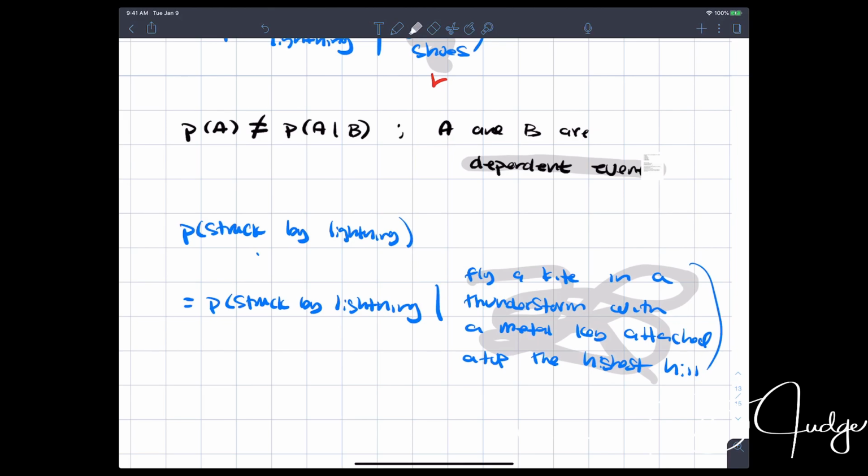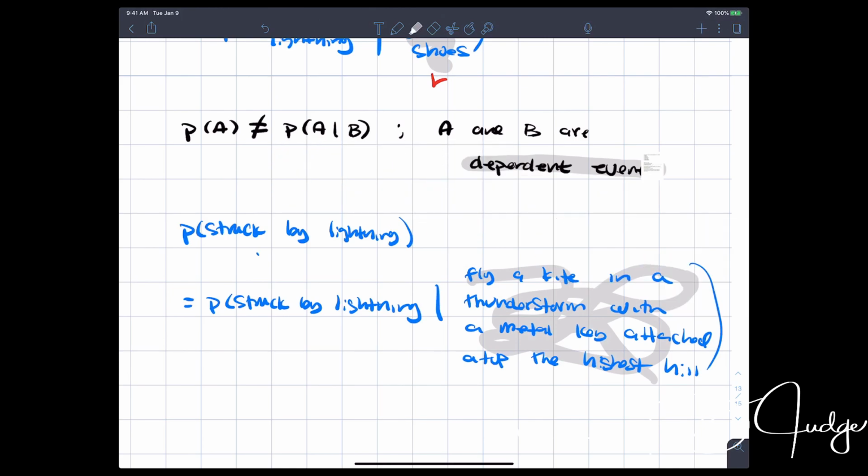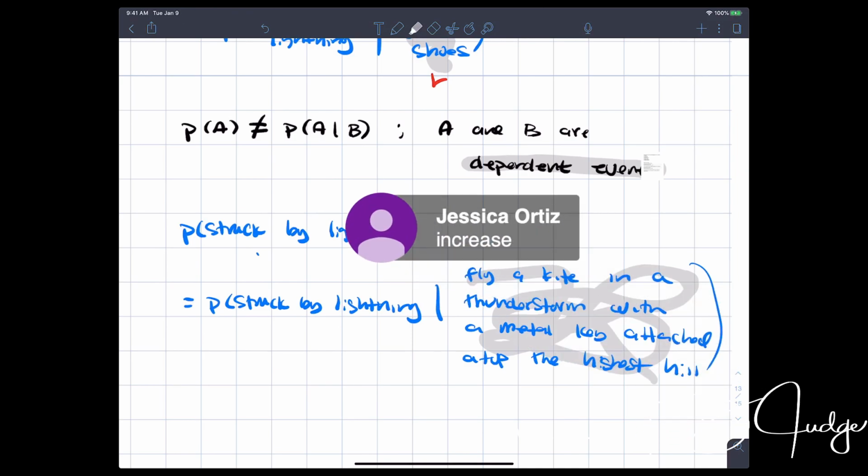And we got Jessica Ortiz. Good job, Jessica. Jessica Ortiz, she's saying, you know what? It's going to increase your chance. Good, Jessica. That's some common sense, okay? Thank you. You got common sense.